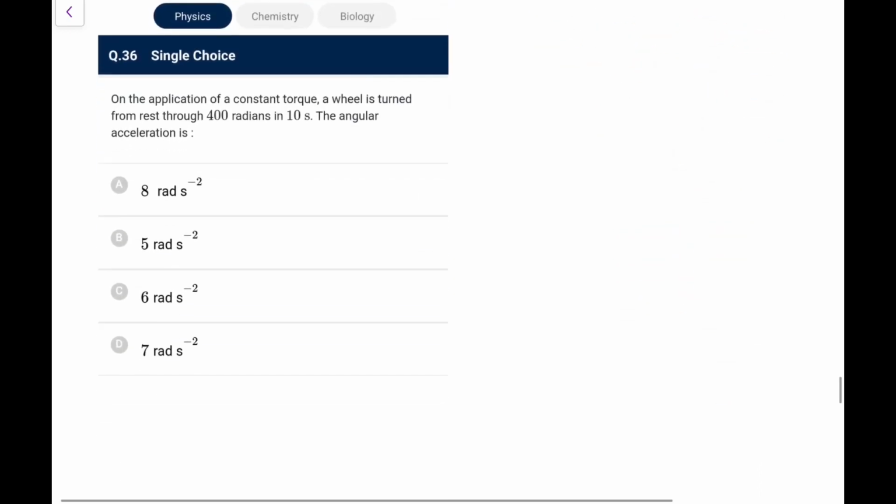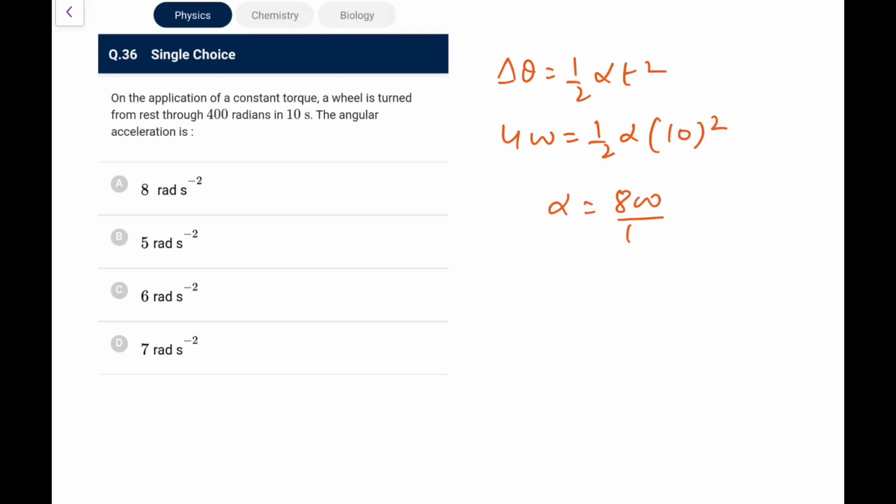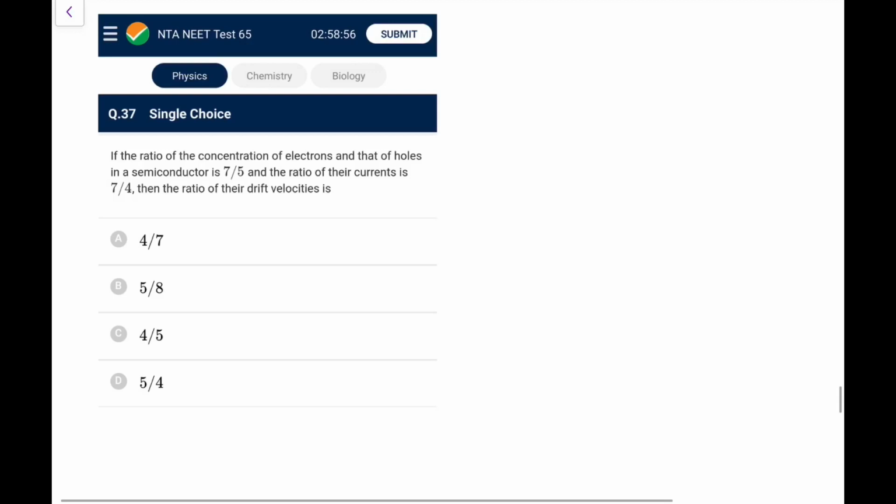Next one. On the application of a constant torque, a wheel is turned from rest through 400 radian in 10 seconds. Initially it was at rest, so directly I can write delta theta is half alpha t square. So 400 is half alpha into 10 square, so alpha is 800 by 100, that is 8 radian per second square. It's an easy one for you. I think we have done the same some time back.